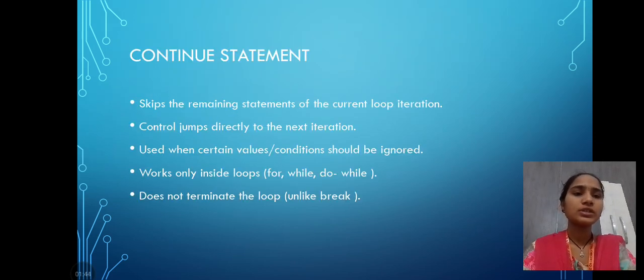And then continue statement. It skips the remaining statements of the current loop iteration. Control jumps directly to the next iteration. It is used when certain values or conditions should be ignored. And it works only inside loops, for example for loop, while loop and do while loop. It does not terminate the loop unlike break.